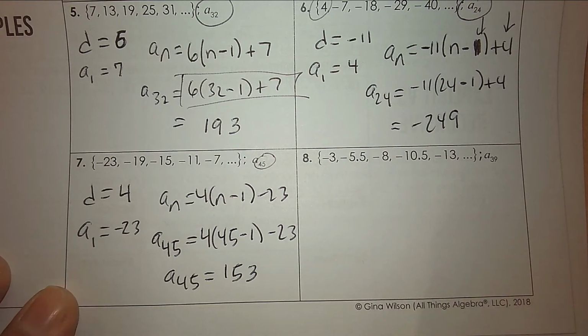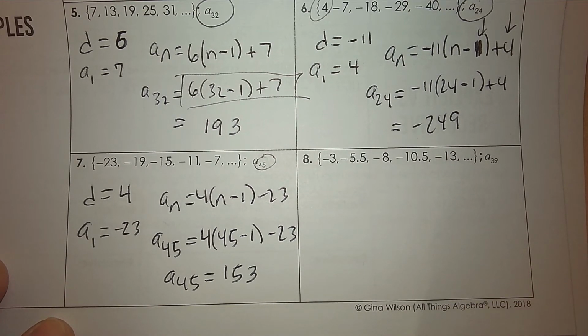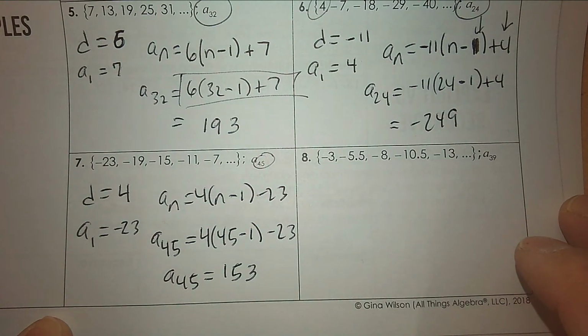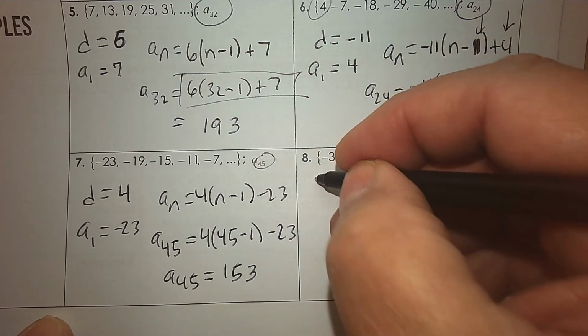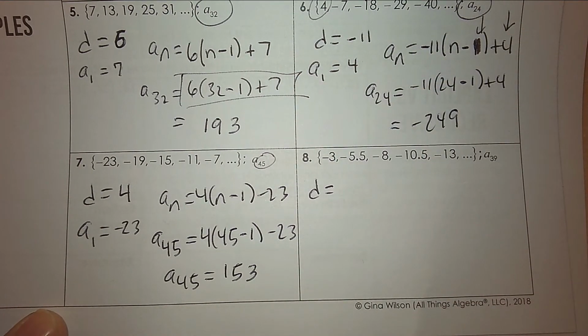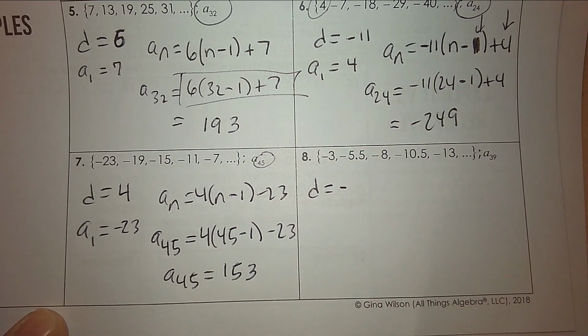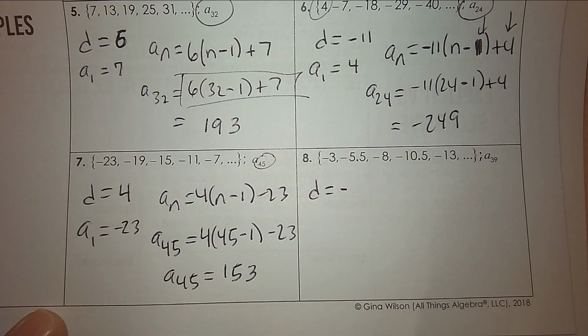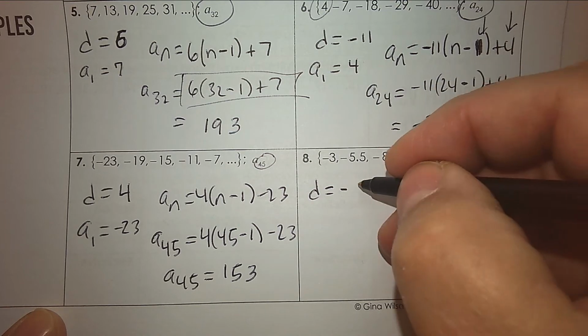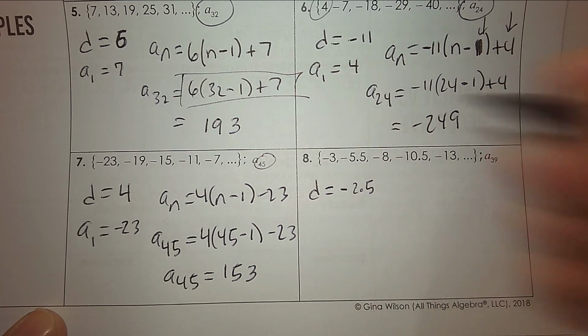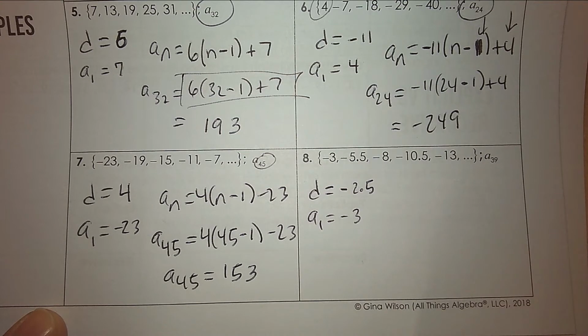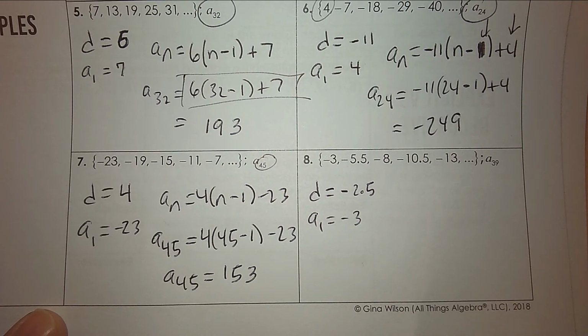Number 8, let's go. So, is number 8 arithmetic? You're probably assuming it, right? Because it's in the arithmetic lesson. Why? Because there's a common difference. Is it increasing or decreasing? It is decreasing, so the common difference is going to be, and if you make a mistake with the sign, you're not going to get a correct answer, obviously, for whatever the term you're looking for. And it's negative 2.5. We know the first term is negative 3. You practice writing down the rule, and then use the rule, and you can use your calculator.